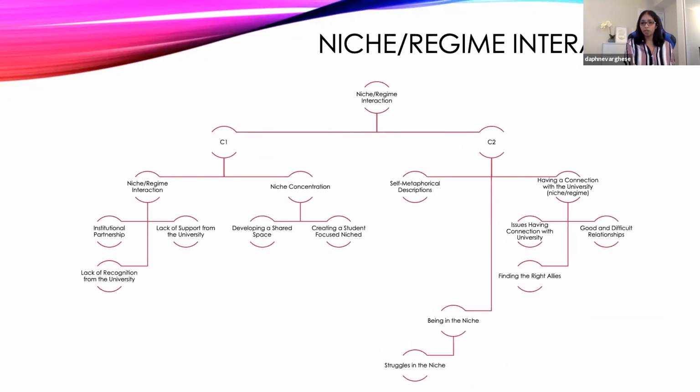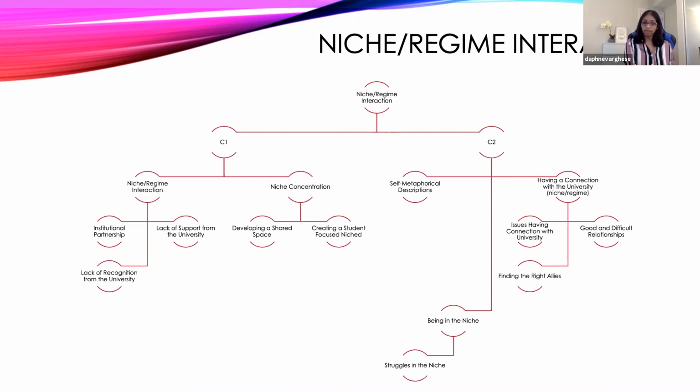The niche regime interaction was coded according to what the initiative felt like being within the niche and being associated with the regime. So for C1, in terms of the niche concentration, this was discussed by the actors in terms of developing a shared space and creating a student-focused niche where students can feel like they are part of the niche developing process. With regards to the niche regime interaction, institutional partnership was highlighted as something important. However, there were other references to a lack of support from the university and a lack of recognition from the university as well.